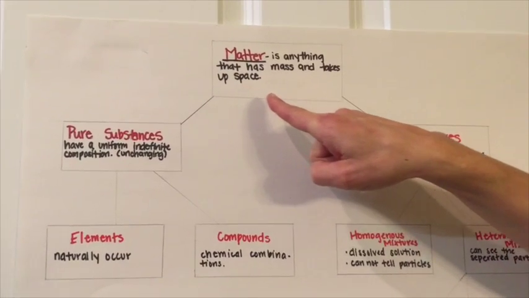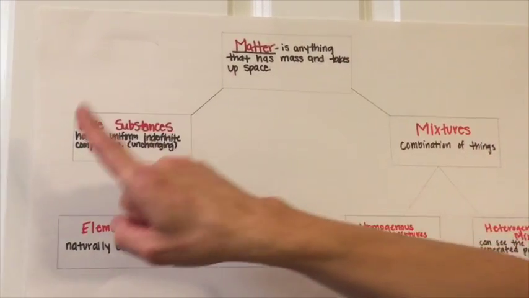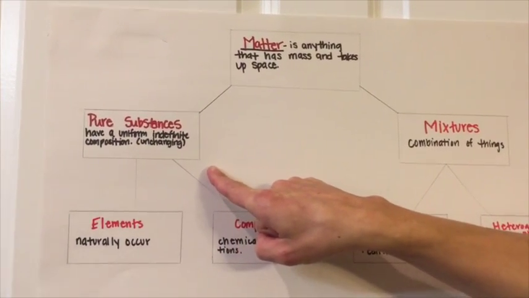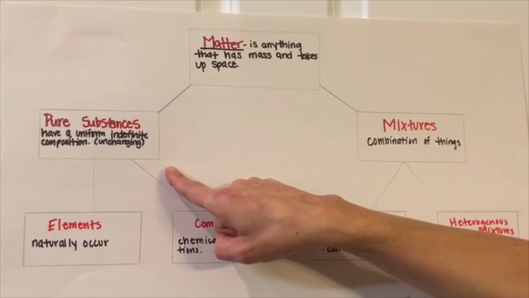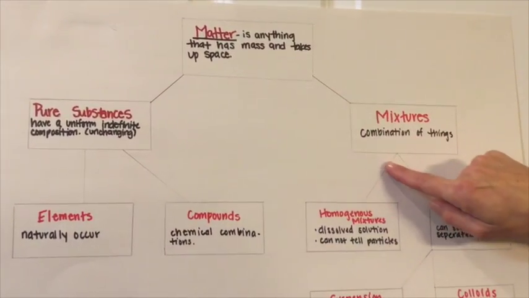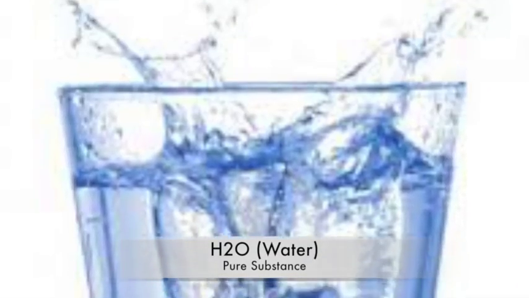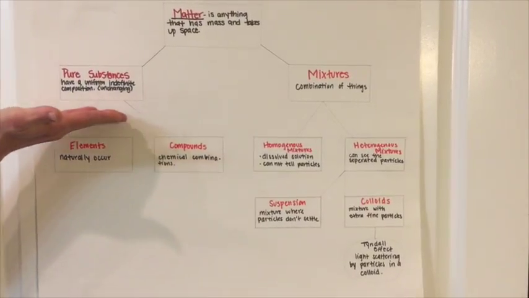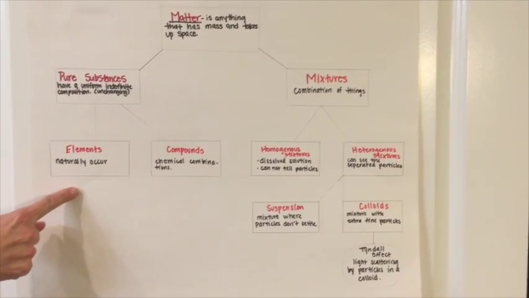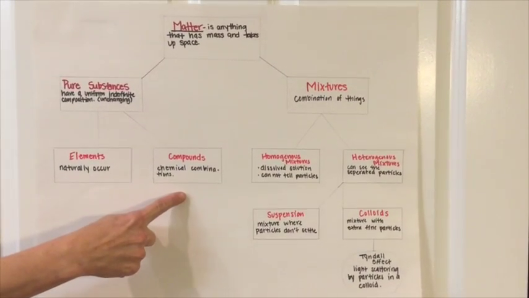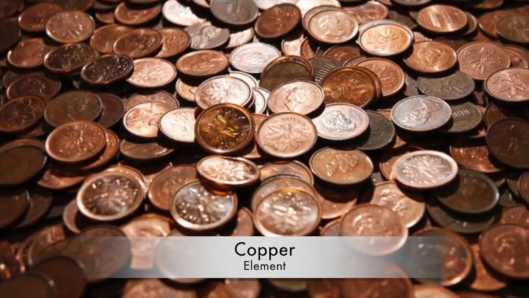Matter breaks down into two categories. One, pure substances, which have a uniform, definite composition, which means they're unchanging, and two, mixtures, which are a combination of things. Pure substances break down into two things: elements, which naturally occur, and compounds, which are chemical combinations.